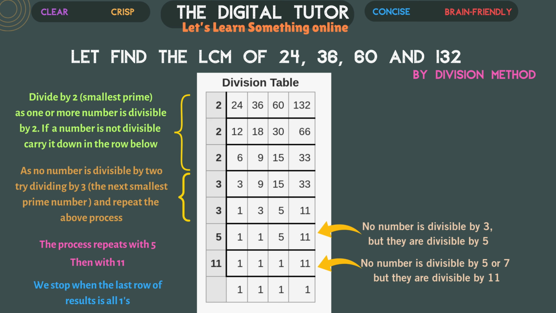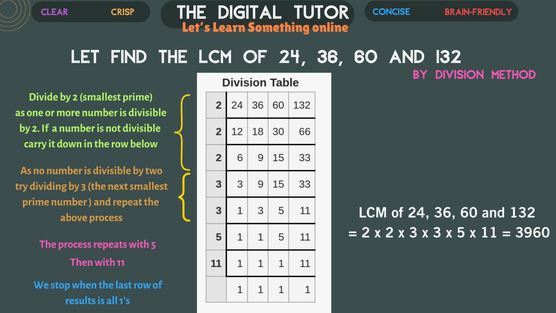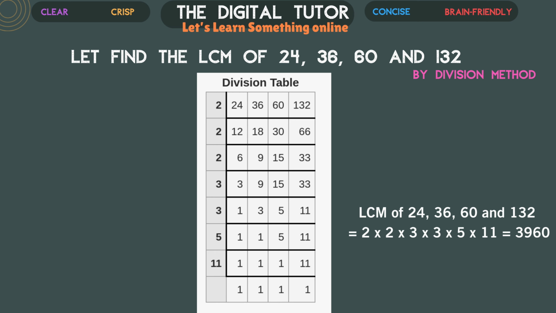We stop when the last row of the result is all 1. So the LCM of 24, 36, 60 and 132 is 2 into 2 into 3 into 3 into 5 into 11, which is 3960. So we get the same answer from both the methods.